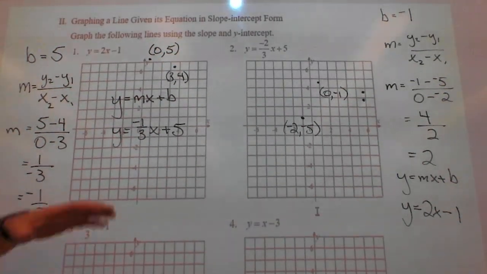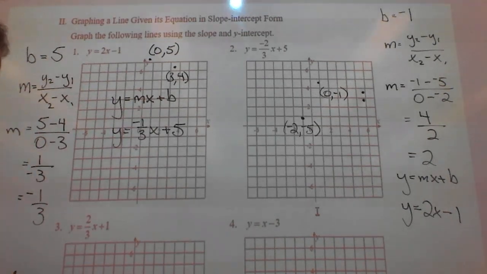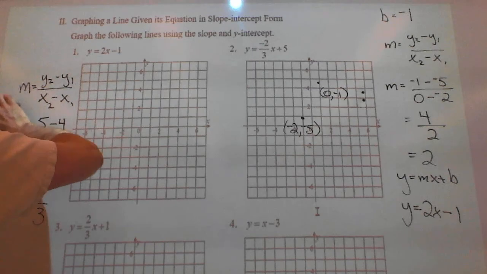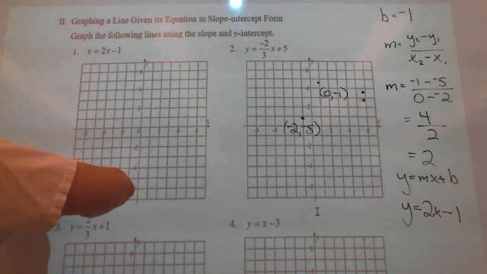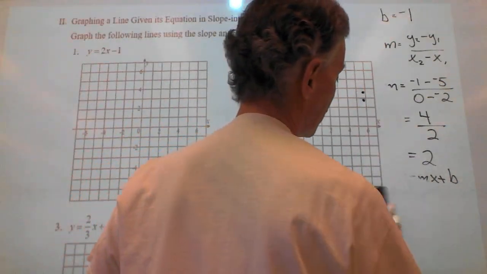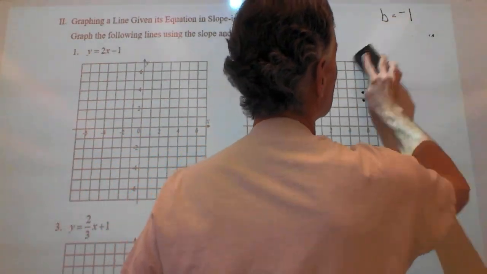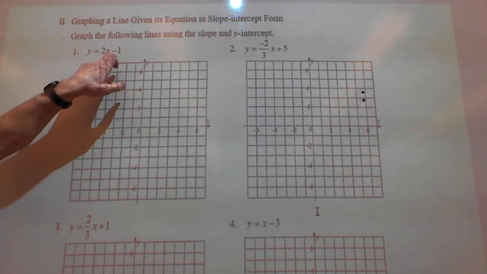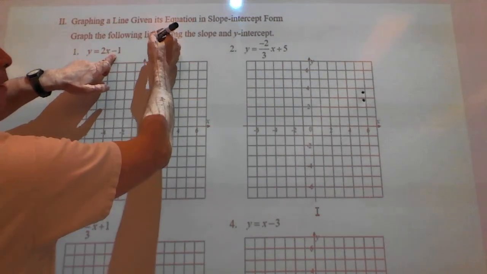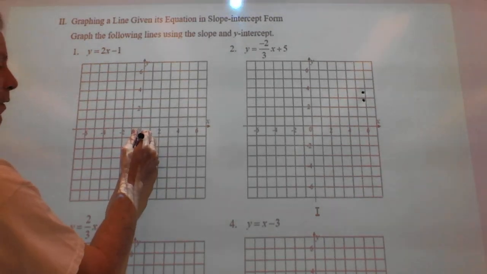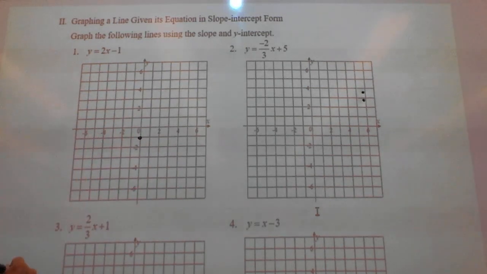Now, if you're given the equation, it's actually quite a bit easier. It's like the first thing we did. So we'll do these fairly quickly. The instructions say graph the following lines using the slope and the y-intercept. So, the y-intercept here, because it's -1, that means it crosses the y-axis right there.